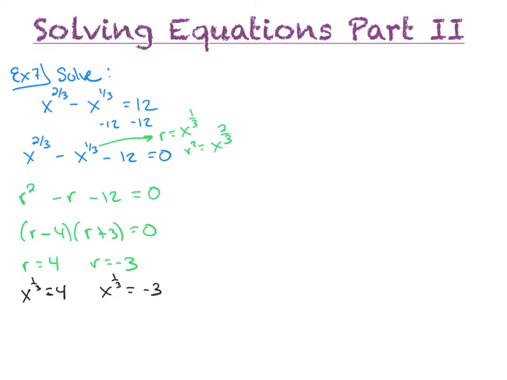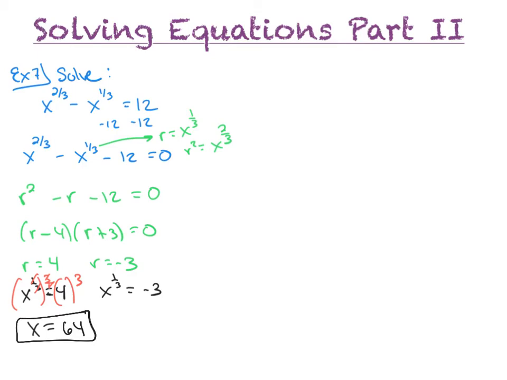And the way we get rid of a 1/3 exponent is we raise both sides to the third power so that 1 over 3 and 3 over 1 cancel. We just have x equals 4 to the 3. 4 times 4 times 4 is 64.